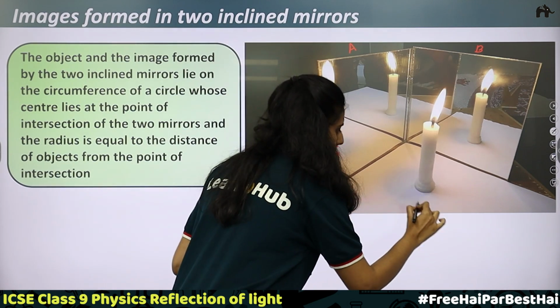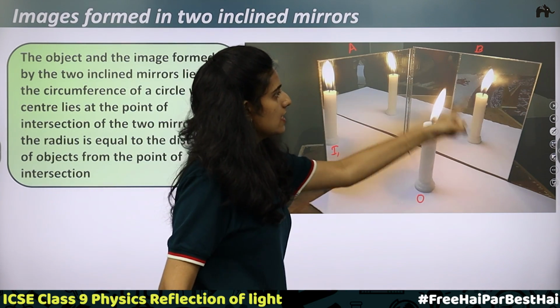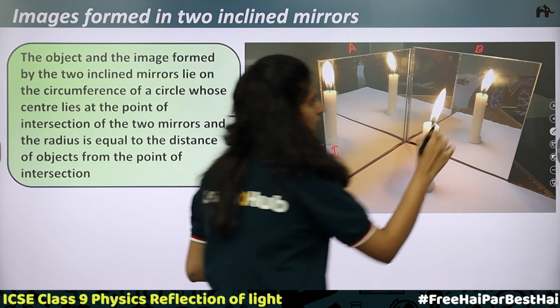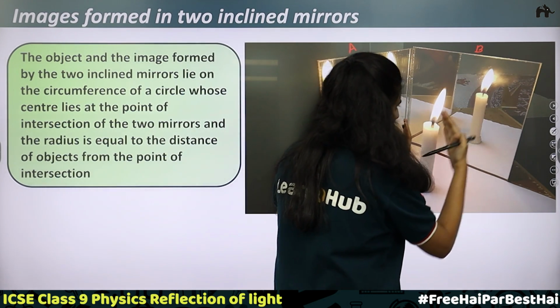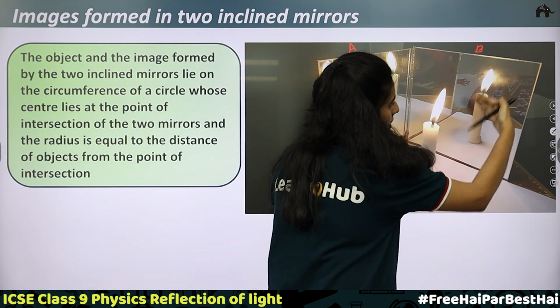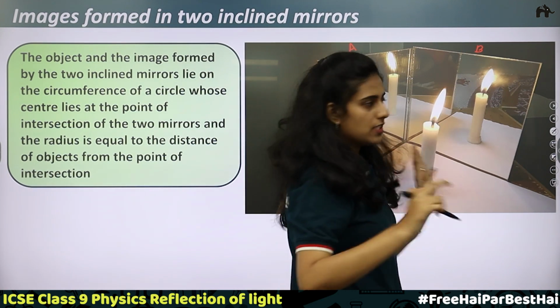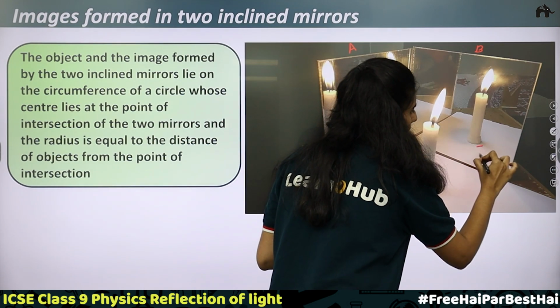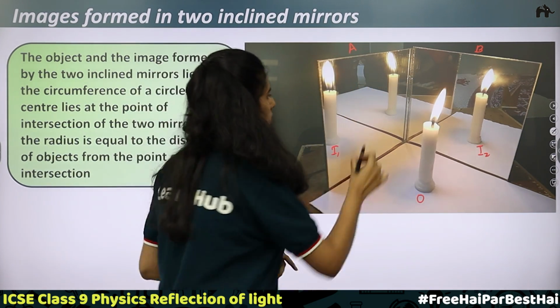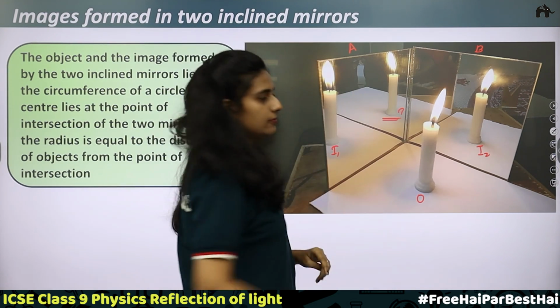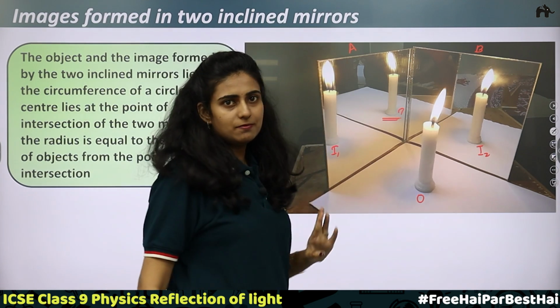So this is the object. Here, this is the second mirror. In the second mirror also, you can see the image. Here we have a plain mirror. Behind the mirror, the object image will be obtained, I2. Now, what about this? Where did this come from?